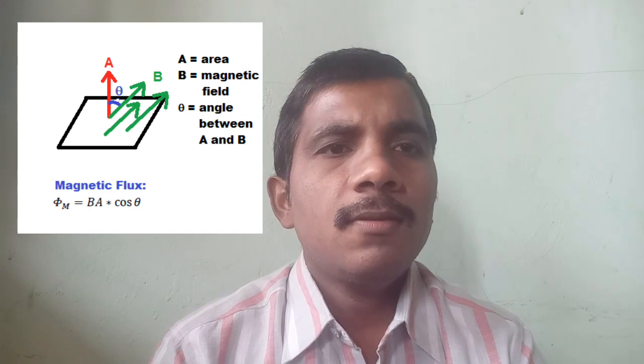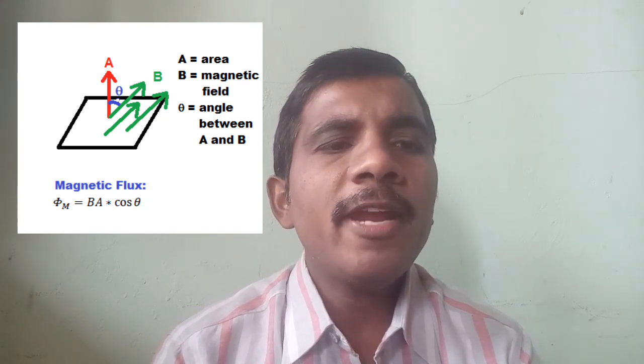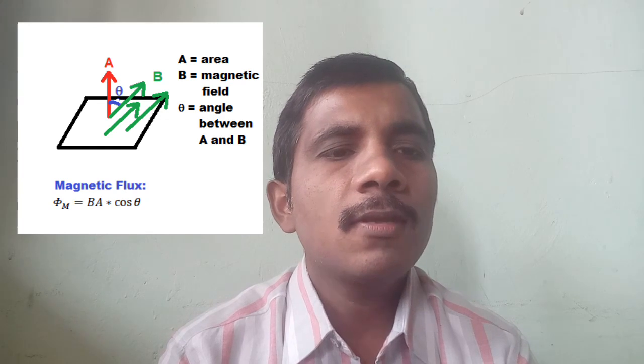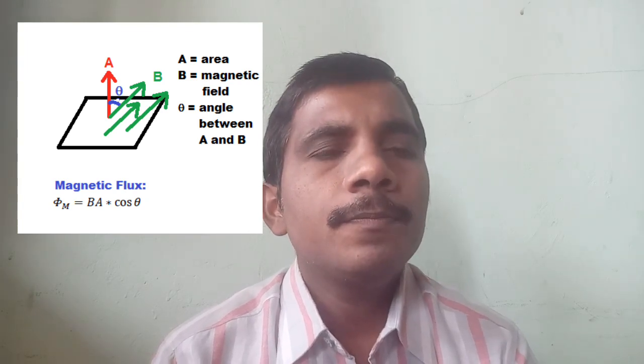Magnetic flux is the measurement of the total magnetic field passing through a given area. Magnetic flux density is another magnetic property. The total magnetic flux passing per unit area is called magnetic flux density. Its unit is Weber per meter square. It is denoted by B equals phi by A, where phi is in Weber and area is in meter square.